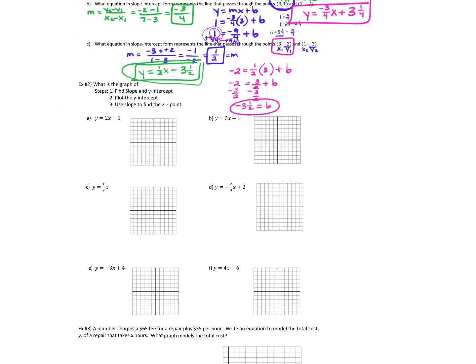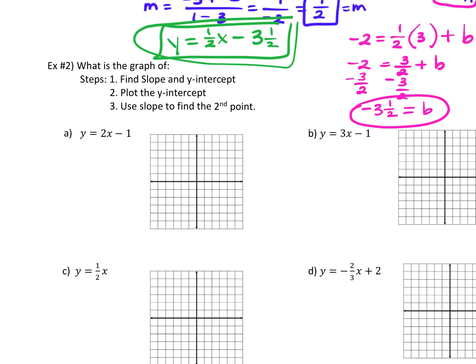Okay, then it's graphing. And there's a lot of these. We're not necessarily going to do all of them, but I just want you to see what's going on here. So when you graph, you find the slope and y-intercept. You always plot the y-intercept first, and then you use your slope to find the next point, okay? So hear me on that. Never start with slope. You will always start with y-intercept, okay?